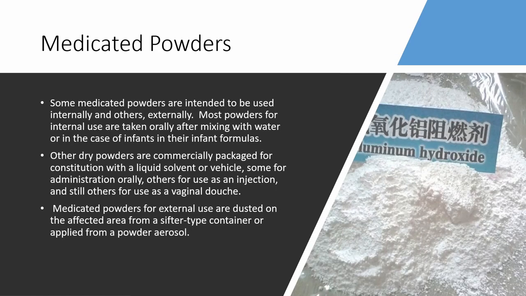So next, we have the different types of powders based on their categories. So first, we have our medicated powders. So medicated powders are intended to be used internally, while others externally. So most powders for internal use can be taken orally after mixing with water, or in the case of infants, with their infant formula. So you can usually see powders for infants na hinahalo sa pagkain. So other dry powders are commercially packaged for constitution with a liquid solvent or vehicle. So for example, you can see powder for solution.